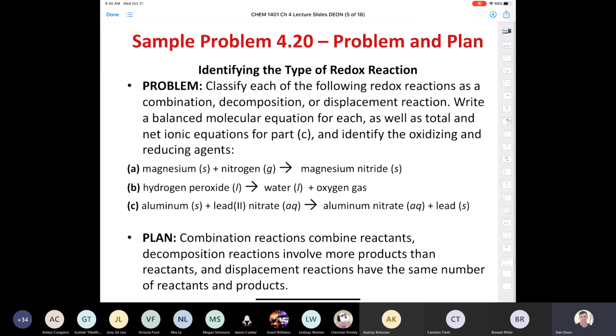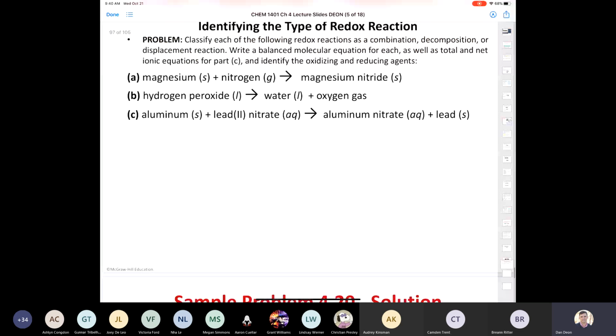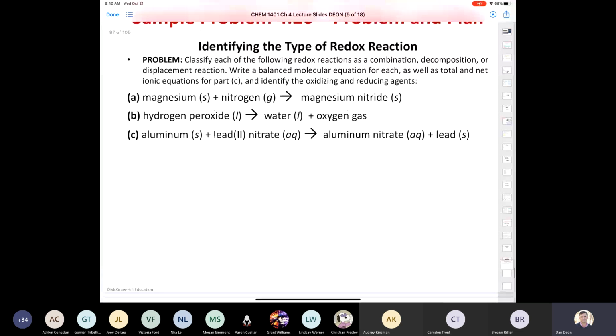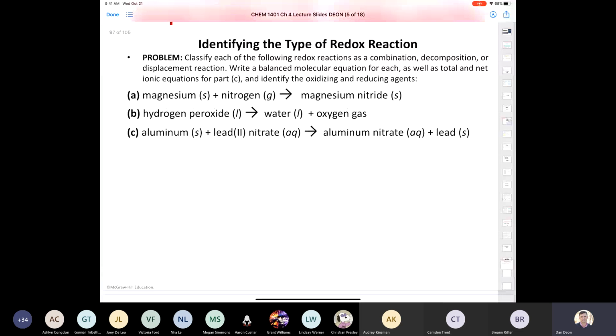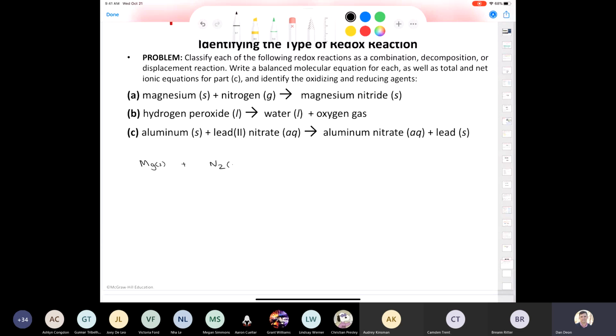Magnesium plus nitrogen gives us magnesium nitride. Well, here is a great question that we're going to have to employ a little bit of our nomenclature knowledge. If we have magnesium, which is a solid, the elemental symbol for magnesium is Mg, and we're adding that to nitrogen. Nitrogen is a diatomic molecule, which we learned earlier on in the class, and then we're making magnesium nitride.